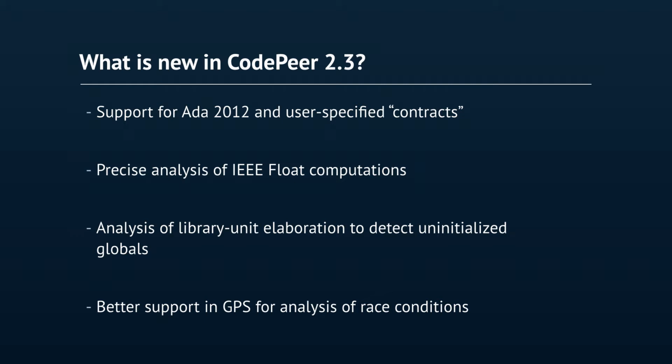Other important features are the identification of uninitialized global variables. In the past, we focused more on variables that were initialized or uninitialized within data structures and so on, but not necessarily those that are initialized during library elaboration, and that is now part of CodePeer's standard capabilities. We've also improved the user interface available within GPS, the GNAT Programming Studio IDE, associated with race conditions, and more generally all of the CodePeer features. There's an updated user interface.